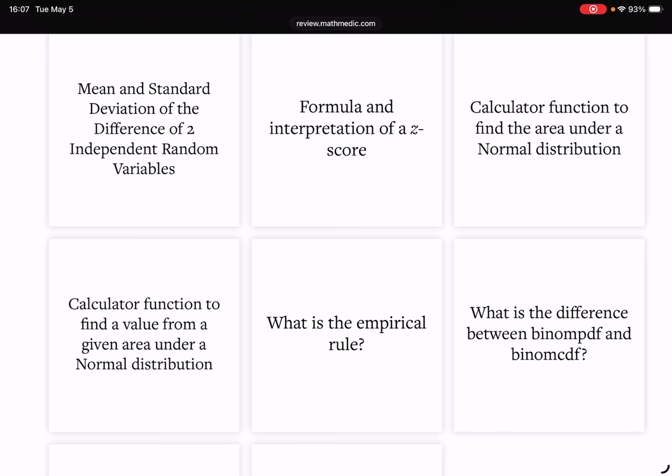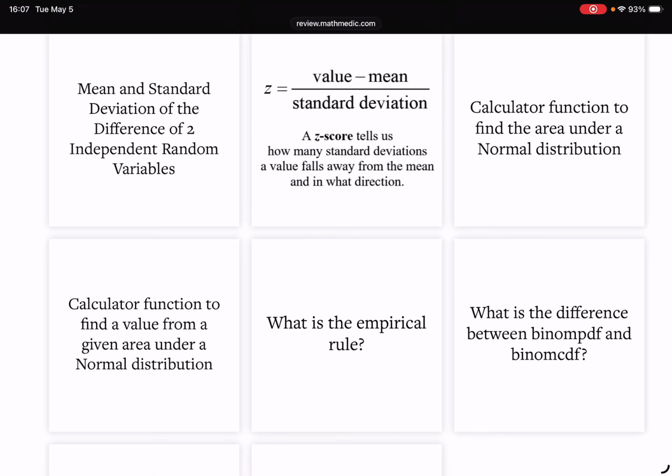Formula and interpretation of z-score. Remember, z is equal to the value minus the mean over the standard deviation. A z-score tells us how many standard deviations a value falls away from the mean, and in what direction.